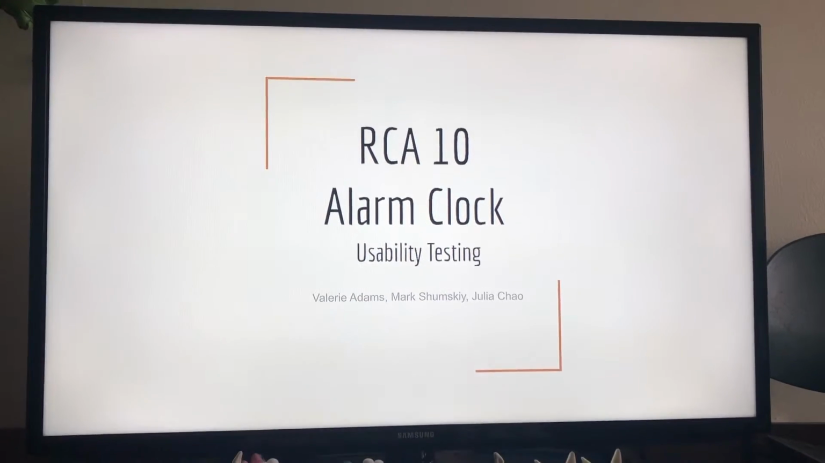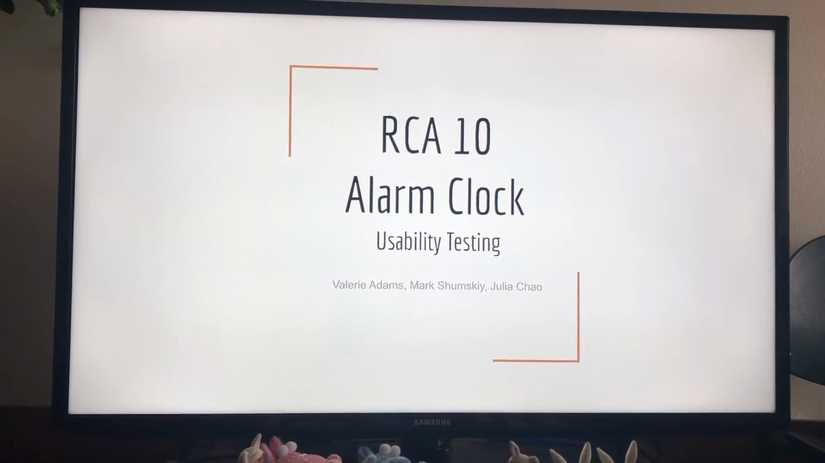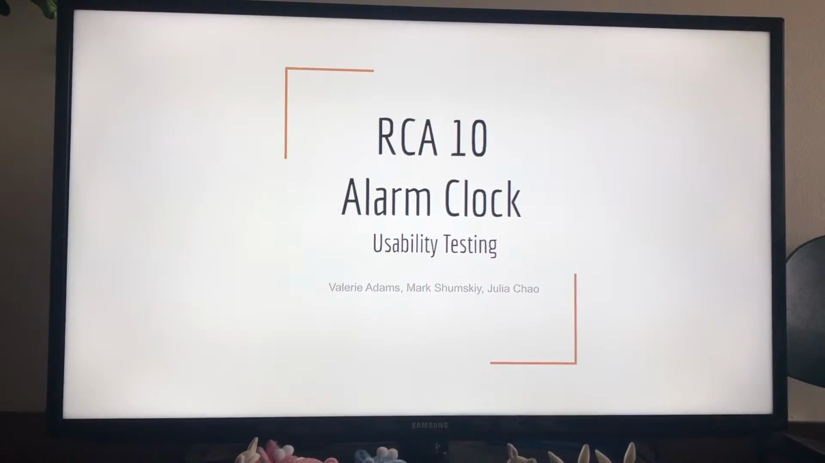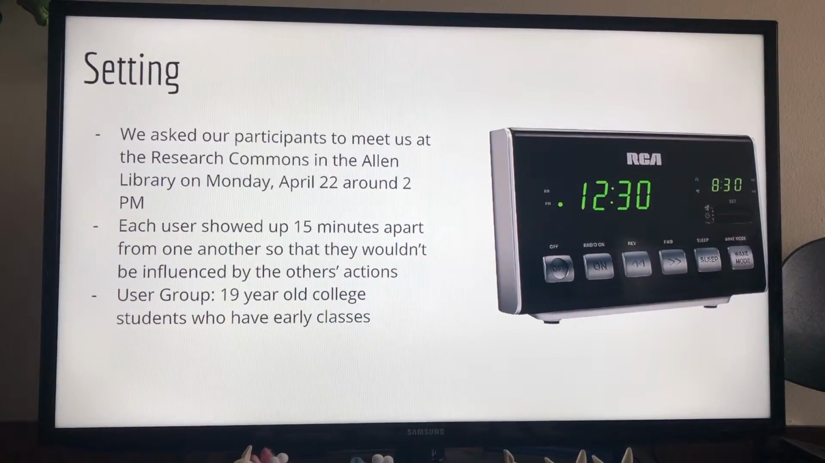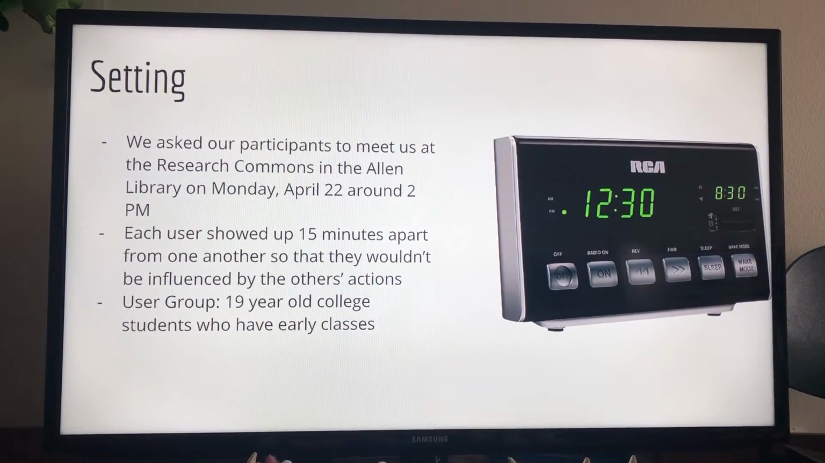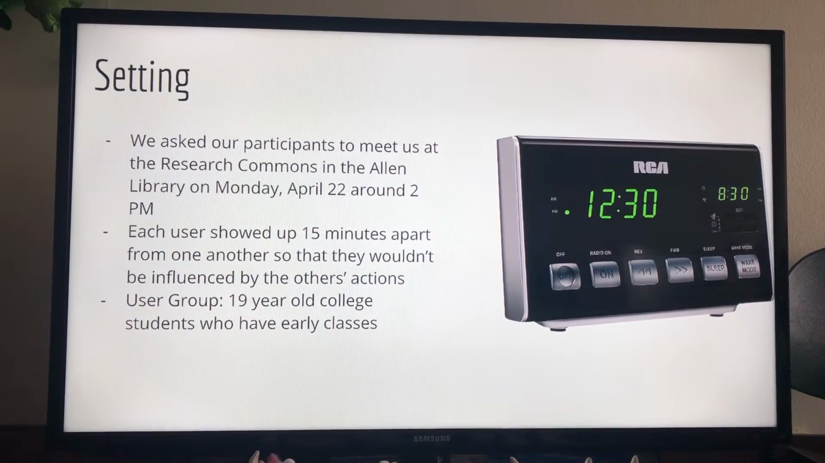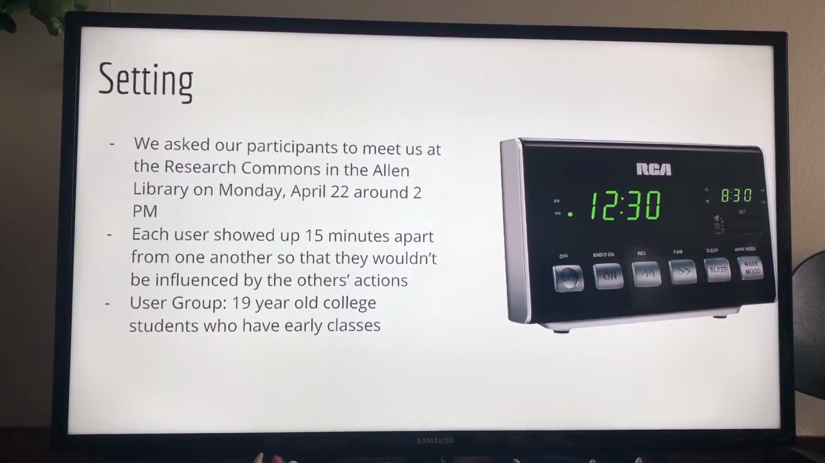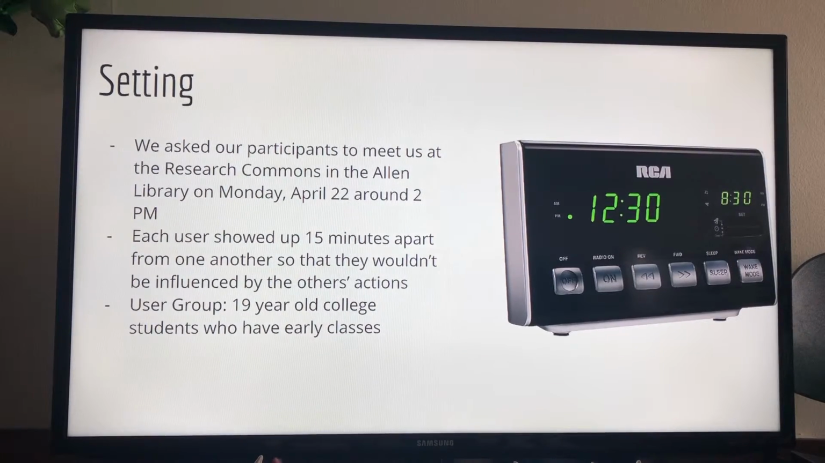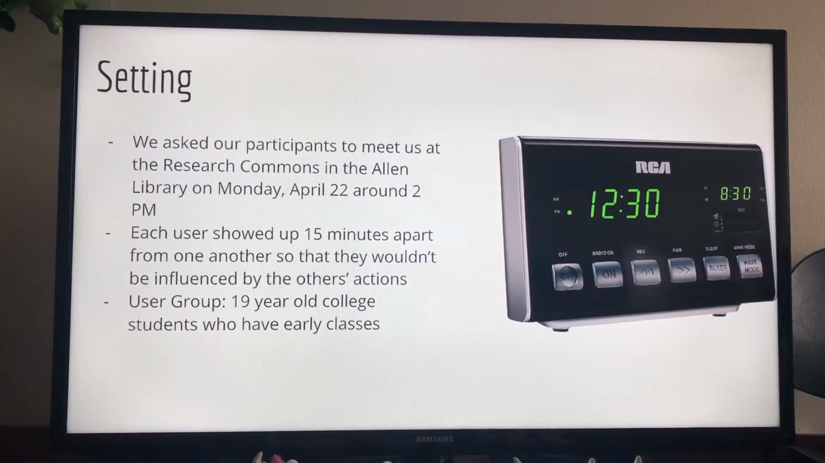We tested the RCA10 alarm clock for usability testing for our HCDE 210 class. We are Valerie, Mark, and Julia. We did our usability test in the research commons on April 22nd. We did the test individually so the users would not learn from our observation, and they're all 19-year-old college students.